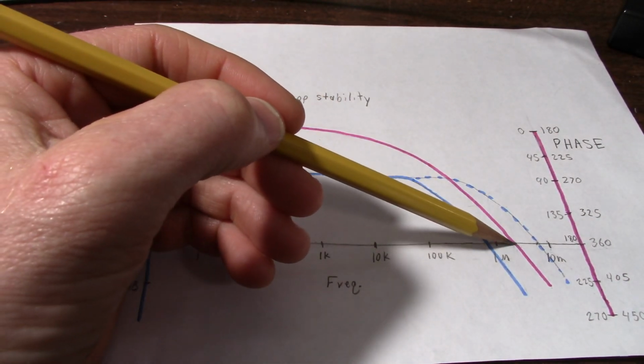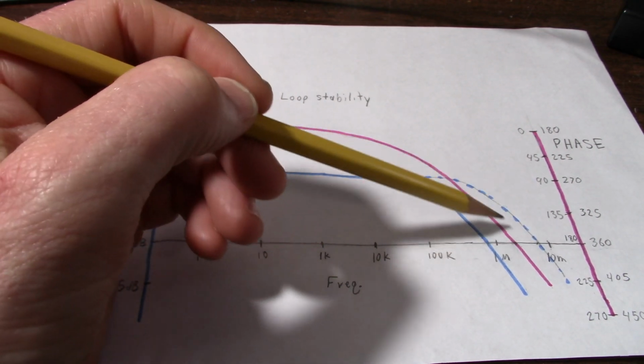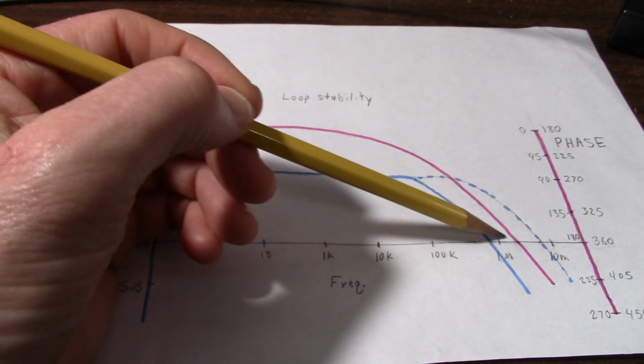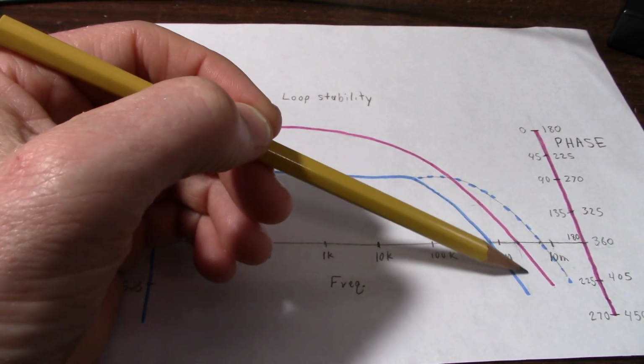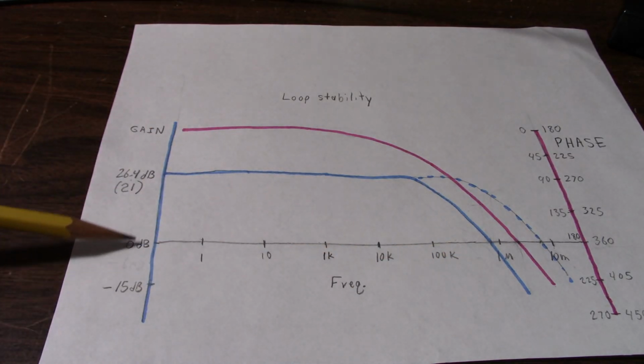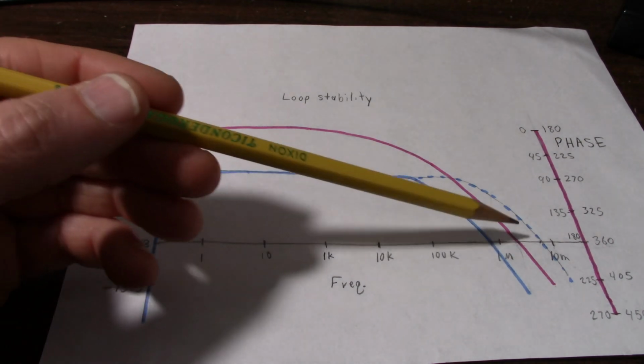Another thing we can look at is called gain margin. And if you draw a line from where the phase line crosses 180 degrees or 360 down to the gain line of the amplifier, you can see that we're well below 0 dB. And we'll just say we're like negative 15. You should have at least 6 dB of gain margin, and of course we're fine there.